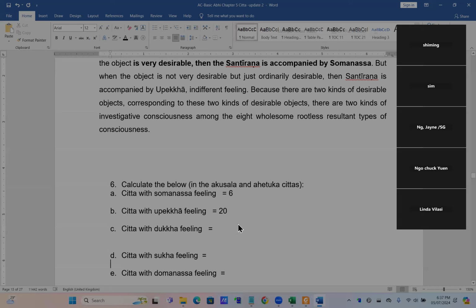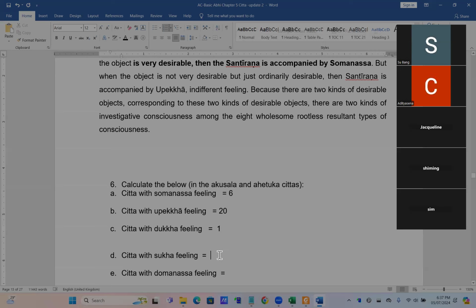How about Shinlin? How many with dukkha feeling? One. Okay. Yes. Okay. How many with sukha feeling? One. Akusala vipaka, body. Okay. One also. Okay.